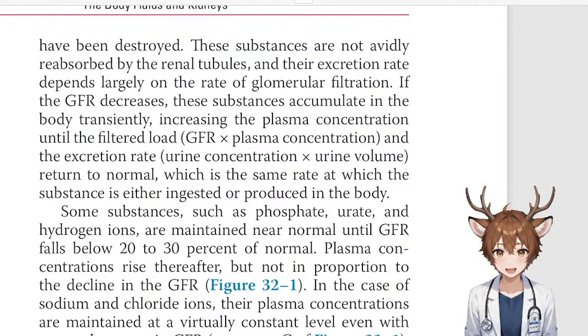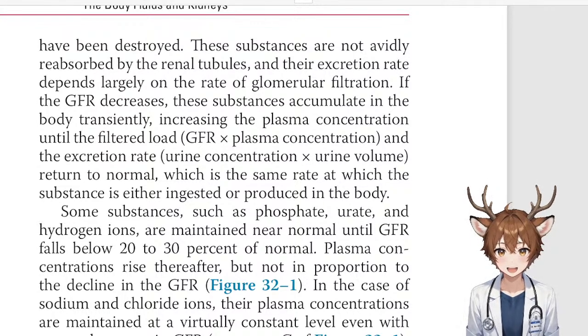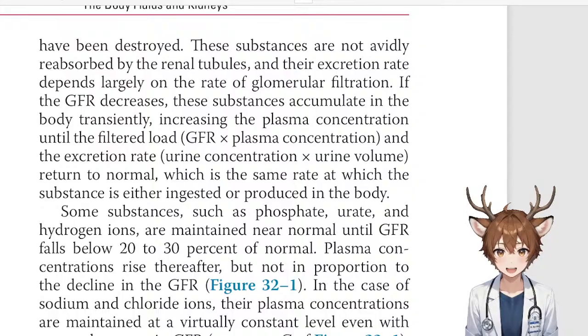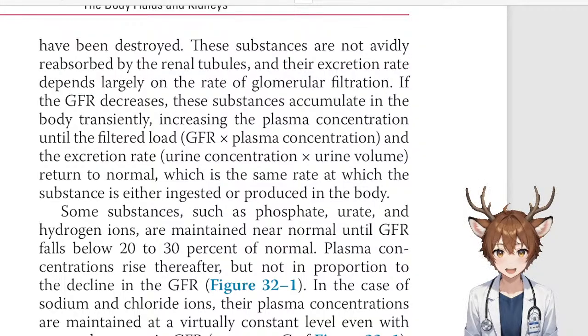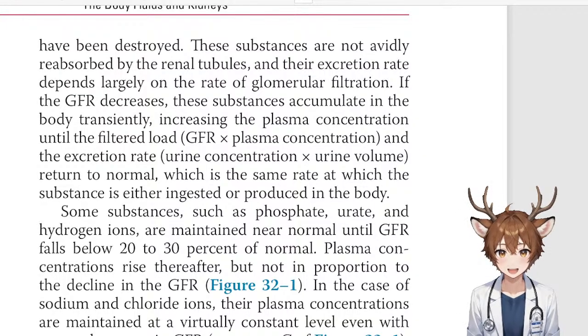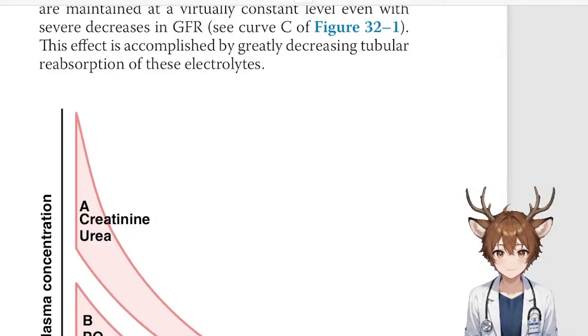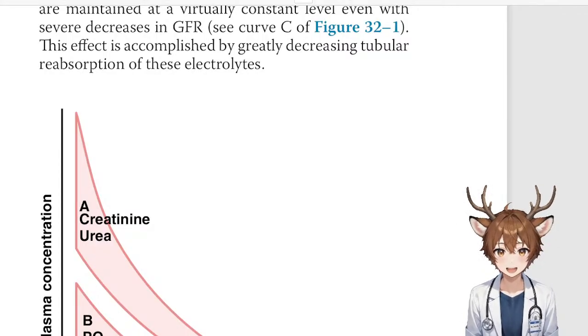Some substances, such as phosphate, urate, and hydrogen ions, are maintained near normal until GFR falls below 20 to 30% of normal. Plasma concentrations rise thereafter, but not in proportion to the decline in the GFR. In the case of sodium and chloride ions, their plasma concentrations are maintained at a virtually constant level, even with severe decreases in GFR. This effect is accomplished by greatly decreasing tubular reabsorption of these electrolytes.